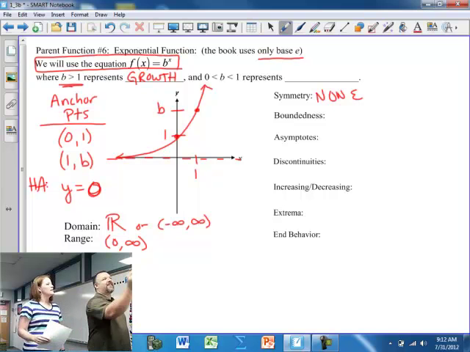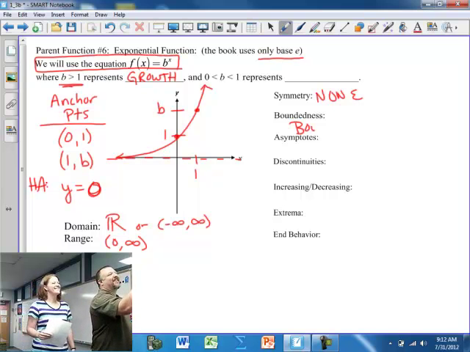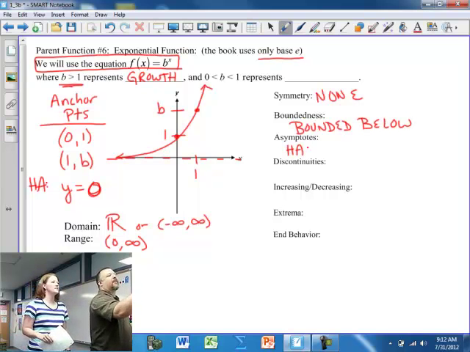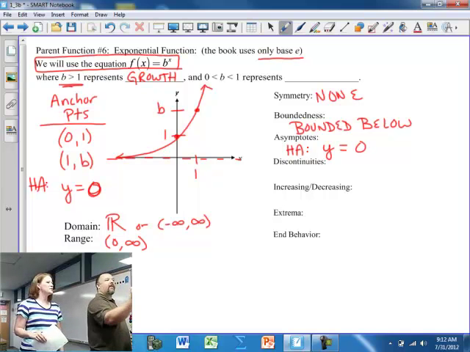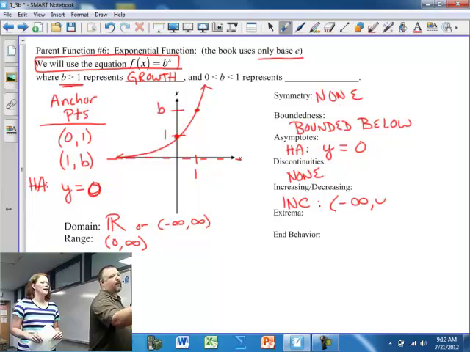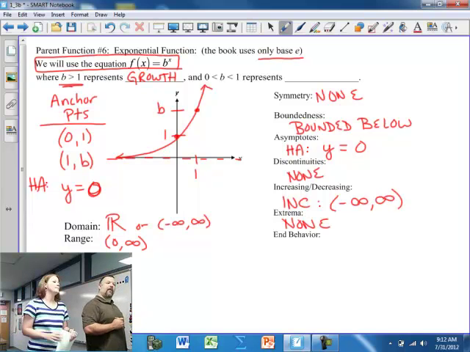How about boundedness? It's going to be bounded below. Asymptotes: it will only have that horizontal asymptote at y equals 0. There are no discontinuities. It is increasing on its entire domain, so from negative infinity to infinity. There are no extrema, no points higher or lower, because it continues to go up.